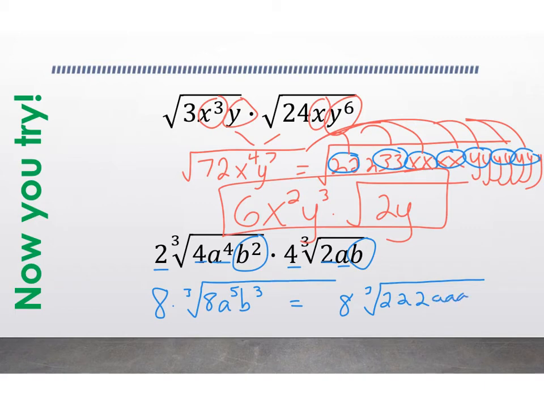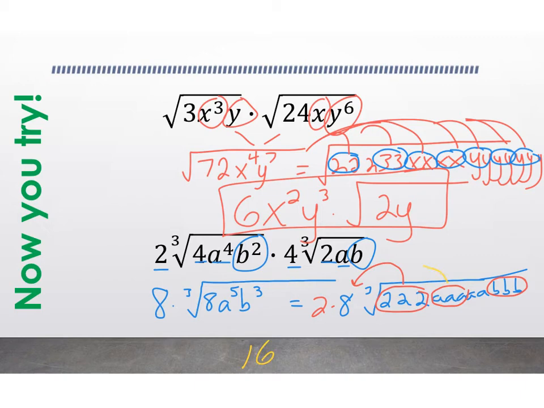5 a's since it's a to the 5th, and 3 b's since it's b to the 3rd. And so since we have an index of 3 here, let's circle every group of 3 down. So it looks like we can pull out 1, 2, 1a, and 1b. If I pull out 1, 2 though, remember you got to multiply it to that 8 in front that's already there. And so we're going to have 16 in front.